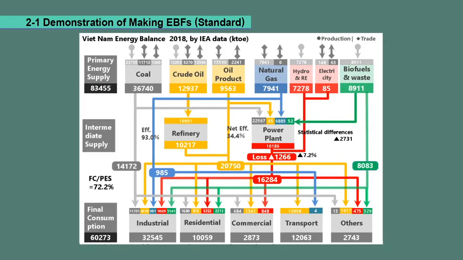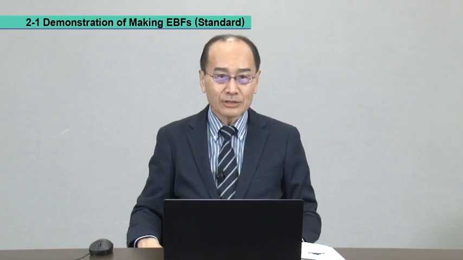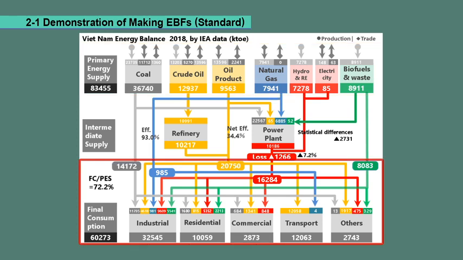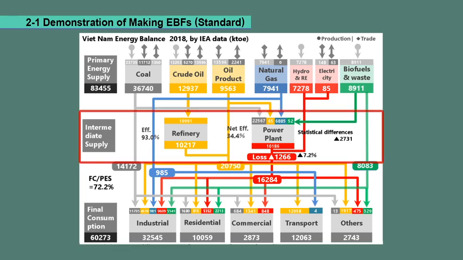The Dominican Republic was used here as the standard model to create an EBF for Vietnam. The steps for making a simple standard EBF for a country are: change the values in the supply part at the top, then the final consumption part at the bottom. Lastly, change the conversion part in the middle. Check the calculation in the middle part and complete the procedure.